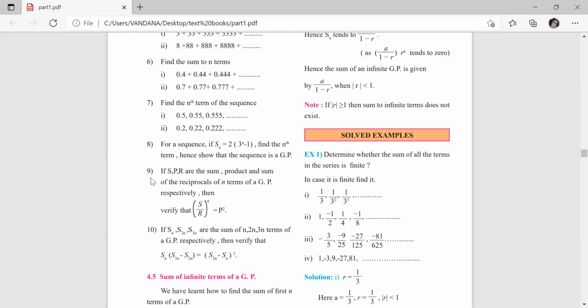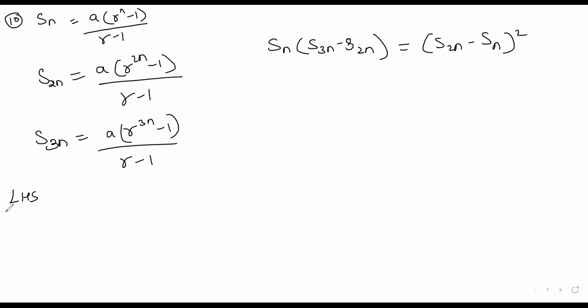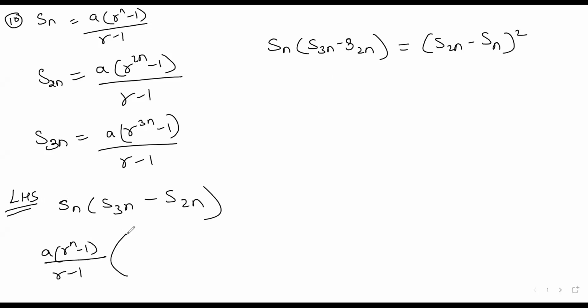Sn into S3n minus S2n. So we have to prove Sn into (S3n minus S2n) is equal to (S2n minus Sn) whole square. So let's first take the LHS. So Sn into S3n minus S2n. Sn is A r raised to n minus 1 upon r minus 1.